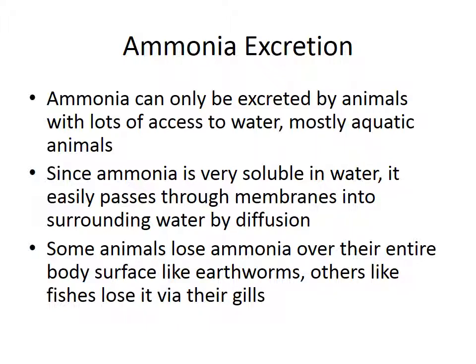Ammonia can only be excreted by animals with lots of access to water, and those would be mostly aquatic animals. Since ammonia is very, very soluble in water, it will easily pass through membranes into the surrounding water by diffusion, so it's very energy efficient. Some animals lose ammonia over their entire body surface, like earthworms. So if you've ever picked up an earthworm from the soil and you smell it, it does smell a little stinky. Others, like fishes, will lose ammonia through their gills.